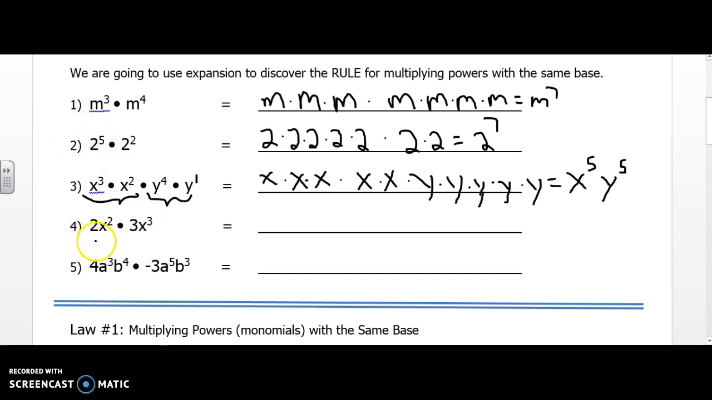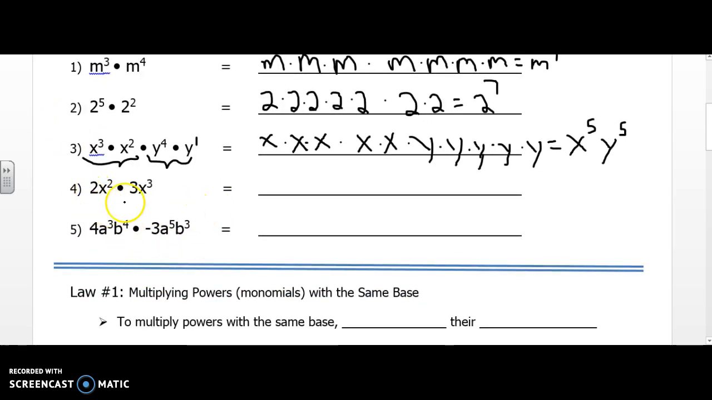We have numbers out front. In this case, we're going to rewrite this out. We're going to start by just writing our numbers. 2 times 3. And then we'll go ahead and we'll write the exponents. We'll have 2 x's here, so x times x. And all this is multiplied, so multiplication there. And then x to the third. That would be x, x, and x.